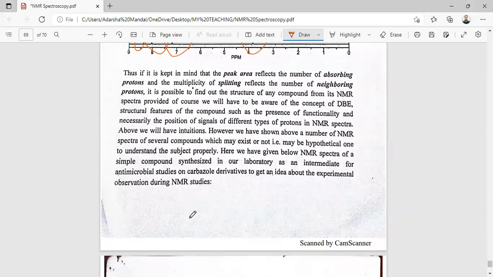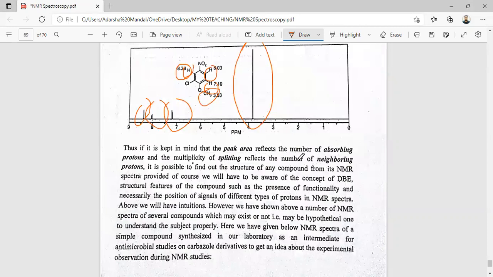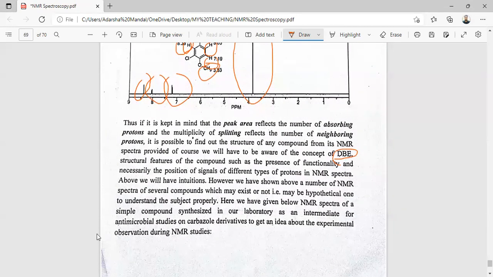So keep in mind that the peak area reflects the number of observed protons, and the multiplicity of the splitting reflects the number of neighboring protons. It is possible to find out the structure of any compound from its NMR spectrum, provided the concepts of DBE, double bond equivalent, and structural features of the compound, such as the functionality and the position of the signals in the spectrum, are known. Above we have the instructions. However, we have shown the NMR spectra of similar compounds which may or may not exist, maybe hypothetical ones. To understand, we have given a spectrum of a simple compound, a laboratory intermediate for an antimicrobial study of a carbon derivative.